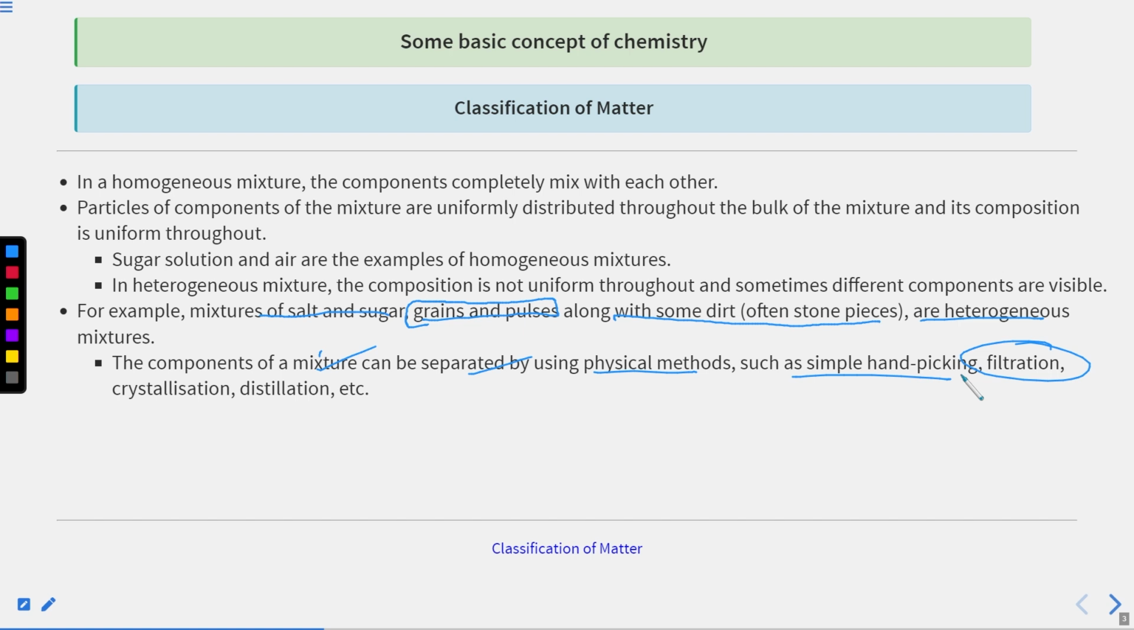Then this is distillation. Distillation can be of various types, fractional distillation based on thermal solubility and all. So these are the separation techniques for your mixture.